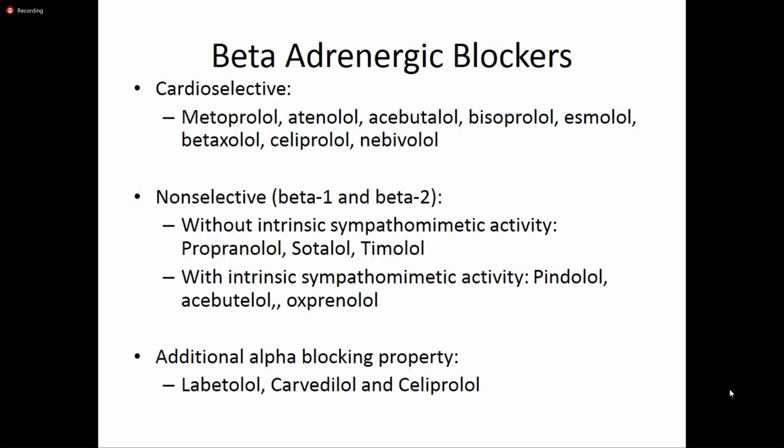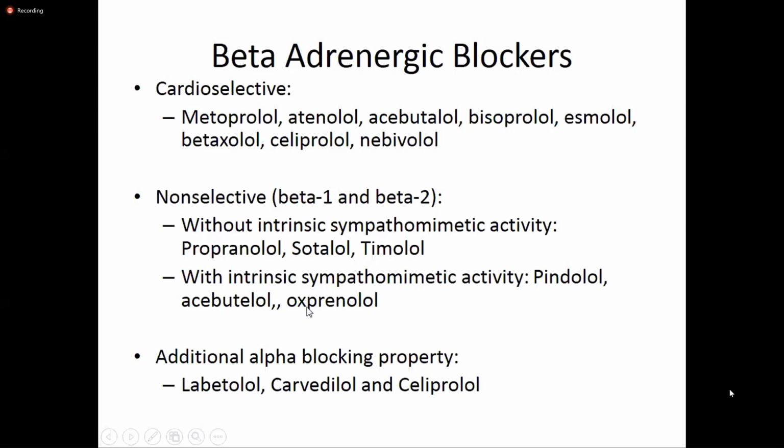And the group of beta-adrenergic blockers which non-selectively blocks both beta-1 and beta-2 receptors includes two groups of drugs. Those without intrinsic sympathomimetic activity include propranolol, sotalol, and timolol, and the drugs with intrinsic sympathomimetic activity include pindolol, acebutolol, and oxprenolol.